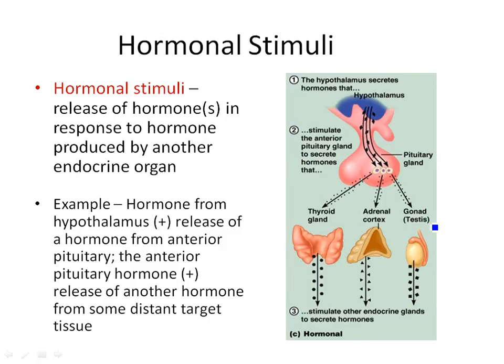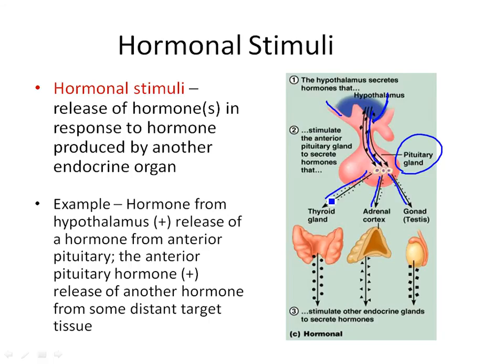So the release of one hormone travels through the blood, targets another gland, and causes the release of an additional hormone. So you'll see here, and we'll be talking about this quite a bit, you have the hypothalamus up here that's going to release hormones that are going to target the anterior pituitary. Then the anterior pituitary releases hormones that target other endocrine glands. So let's look at these examples.